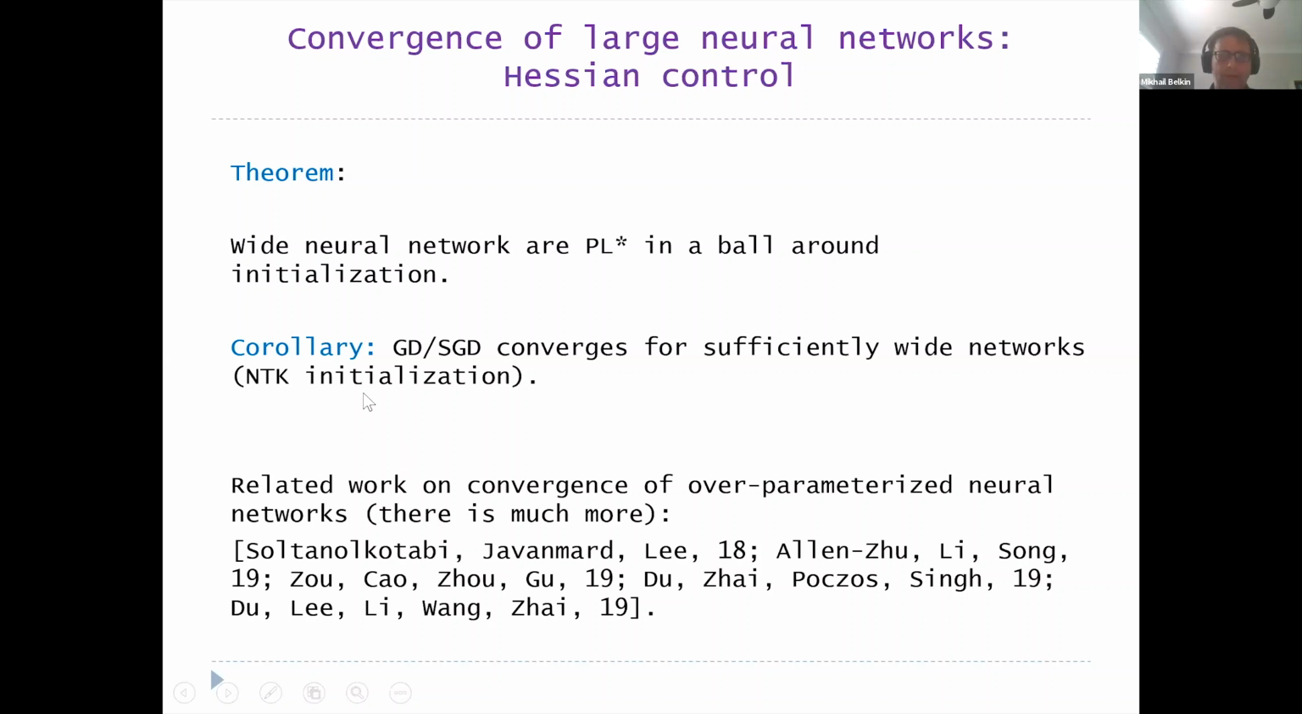Okay, so once it's PL star, of course, we get convergence for free. So it's very general. I think in a sense it's maybe a generalization of these techniques. I don't know, is it a generalization? It's maybe a different way to view it. Because basically, you get from the Hessian scaling, you get PL star, and then you get convergence.